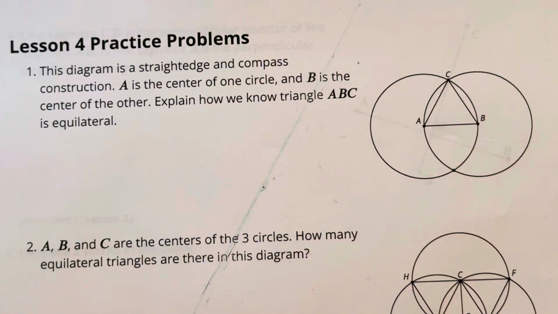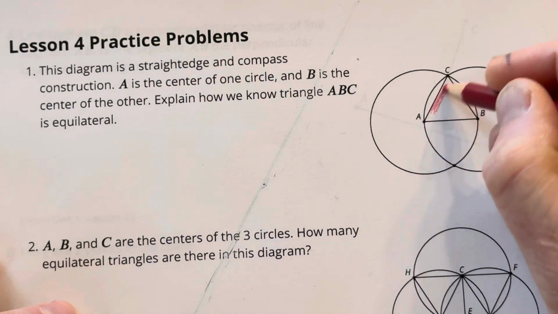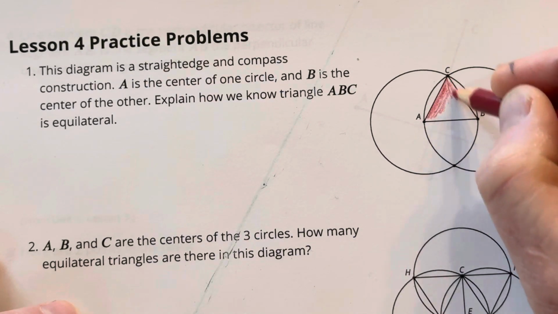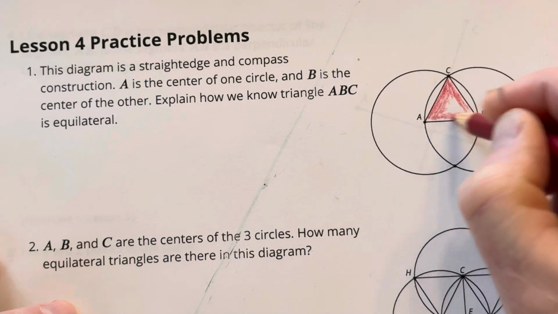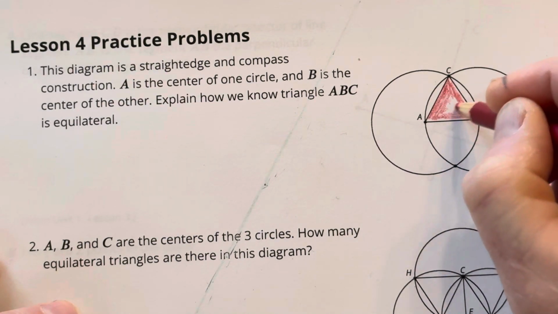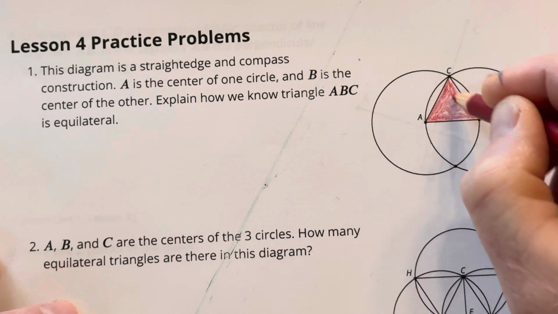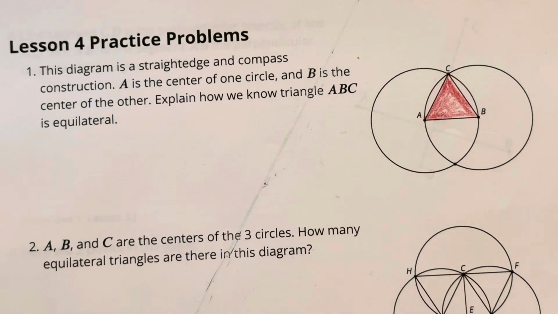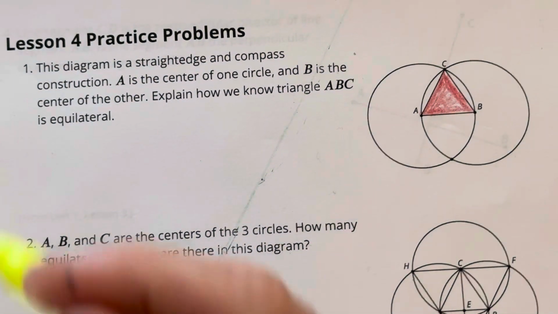I like to use color just to emphasize some things. So they're asking you about this one. Why is this triangle, and we name a triangle by their points, this one has A, B, and C, so it's called triangle ABC. Anyway, how do we know it's equilateral? Well, you need to know what equilateral means. So let's highlight equilateral.